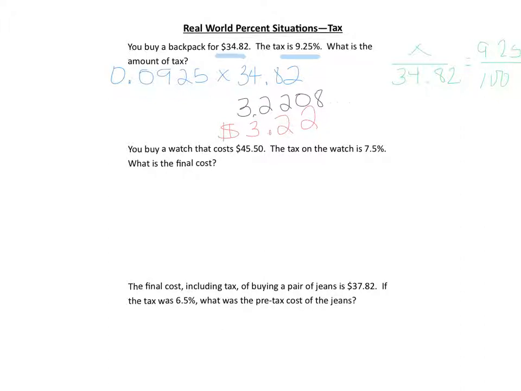Tax. You buy a watch that costs $45.50 and the tax on the watch is 7.5%. What's the final cost? Okay, so this is one that's going to have quite a few methods. The first way is we know that $45.50 is the cost of the watch, 7.5% is the tax. We cross multiply and we get 3.4125, which doesn't make any sense, so it would be 3.41 for the tax, plus the original cost of $45.50.